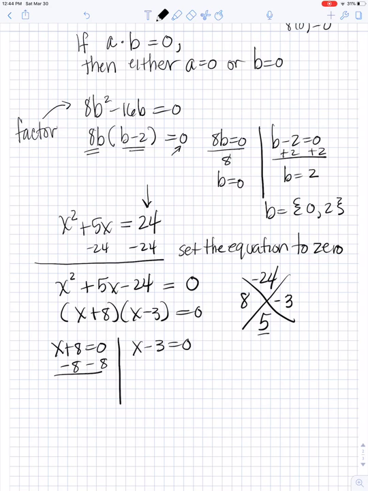Then we're just going to solve each of these equations. X is equal to negative 8. We would add 3 to both sides of this guy, or x is equal to 3. Final answer, we've solved this quadratic through factoring and the zero product property. X is equal to negative 8, or x is equal to 3.